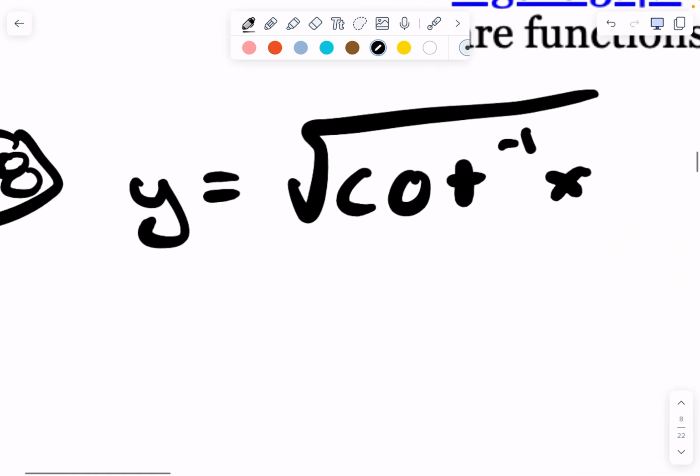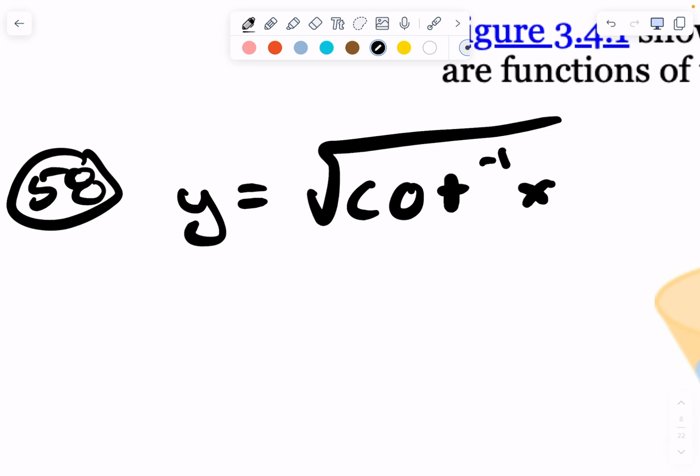Okay, square root of cotangent. What's our approach on this one? Here's a chain to the 1/2 power, right? To the 1/2 power.